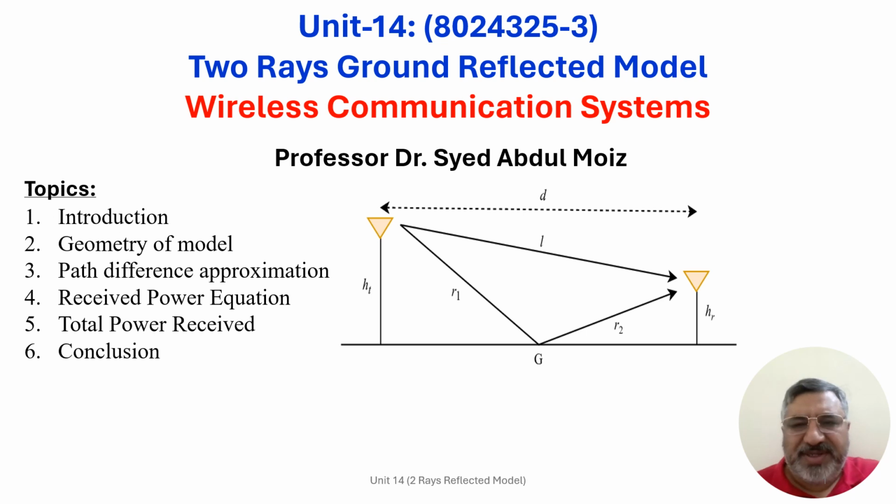And it considers both the direct line of sight path and a single ground reflected path to describe the signal propagation. So in today's unit, firstly we introduce the model, and then we discuss the geometry of the model, and we derive the large distance approximation which we will use for the further approximation to derive the received power equation. And finally, we try to determine the total power received at the receiver. And lastly, we conclude the two-ray ground reflected model.